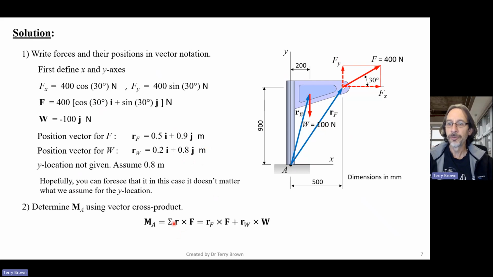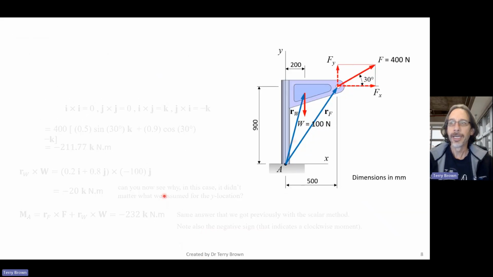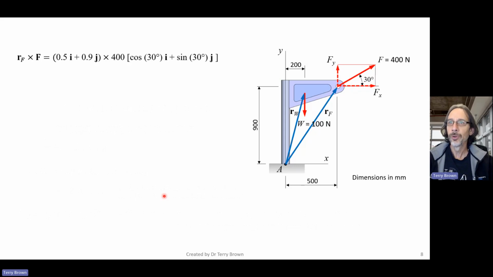So we have the sum of the force times the vector positions, so we just need to add them up for the total moment. So we have R subscript F, the position vector for the force F, times the force, and the position vector for the weight. Now let's do the cross product for the applied force. So we have R cross F, and R was 0.5 i plus 0.9 j times the force vector, which was 400 times cos 30 i plus sine 30 j.